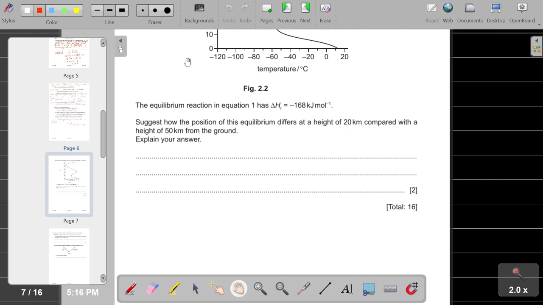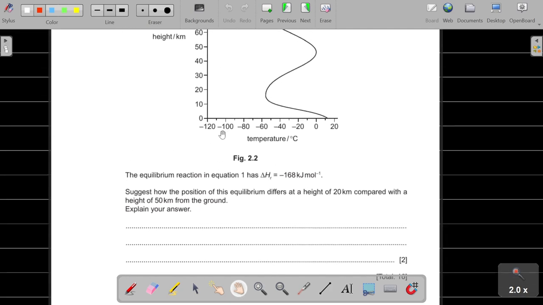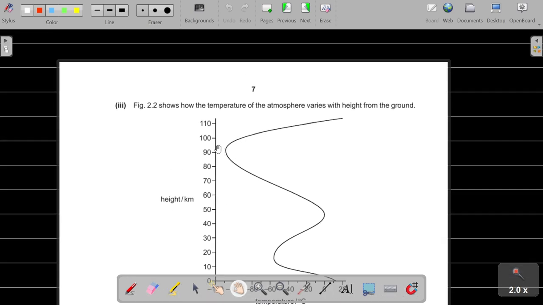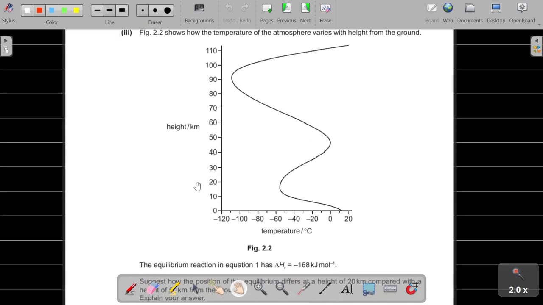So this question is from the equilibrium topic. Figure 2.2 shows how the temperature of the atmosphere varies with height from the ground. So the height and temperature are given here. It is a high temperature of 20, then the temperature decreases lower, so left to right increasing.